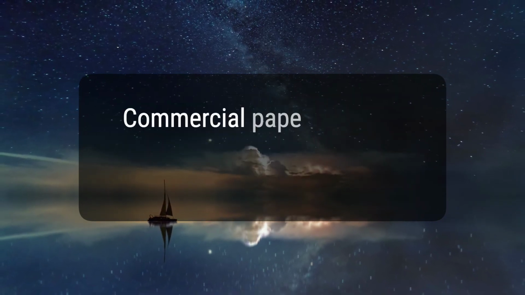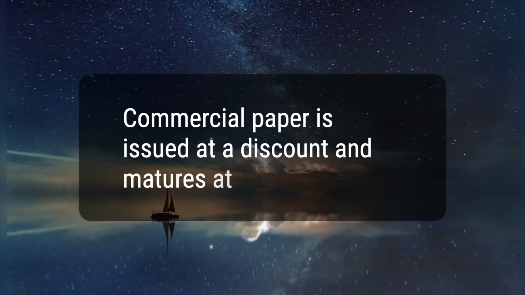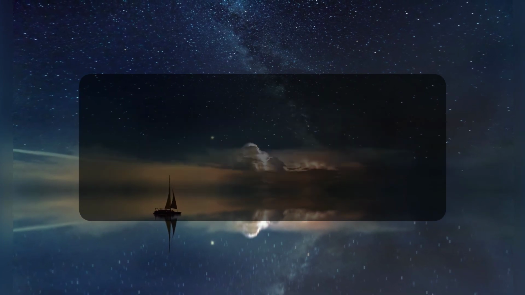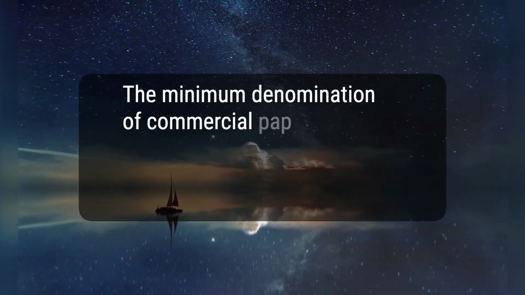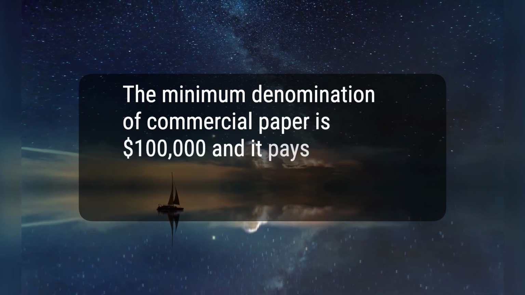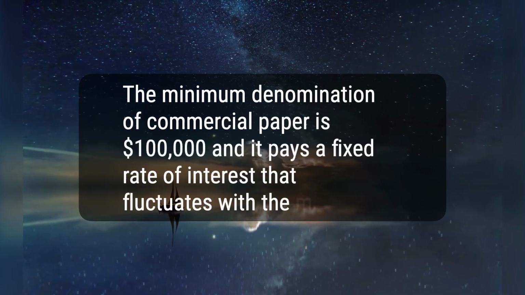4. Commercial paper is issued at a discount and matures at its face value. 5. The minimum denomination of commercial paper is $100,000 and it pays a fixed rate of interest that fluctuates with the market.